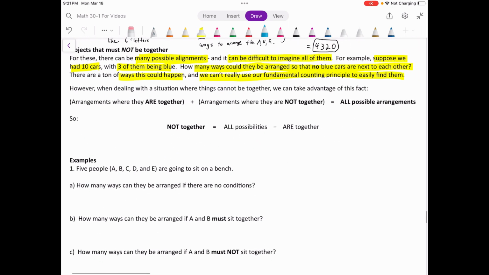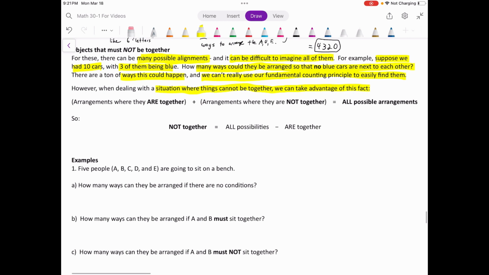Luckily, there's something we can take advantage of here to actually make it a lot simpler than that kind of mind-boggling thing we'd have to think about there, okay? When we're dealing with a situation where things cannot be together, we can take advantage of this fact. If we take the arrangements where they are together, and we add the arrangements where they are not together, well, what do we get? We get every single possible arrangement, right? No matter what arrangement you have, it fits into one of those 2 categories. It's either an arrangement where they are together or where they're not together, right?